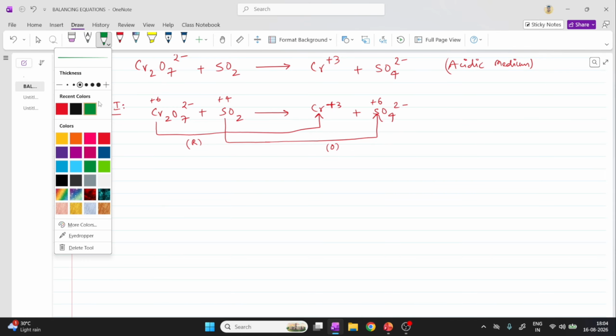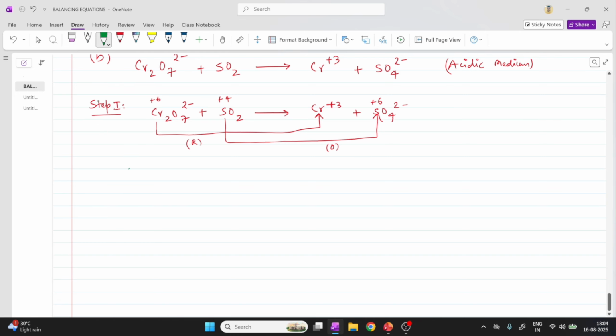Step 2 is writing the half-cell reactions. First I'm writing the half oxidation reaction. This part is undergoing oxidation, SO2 to SO4. So I'm writing SO2, and it gives SO4 2-. Now sulfur is in plus 4 and it is moving to plus 6. That means loss of 2 electrons. So I have added 2 electrons.